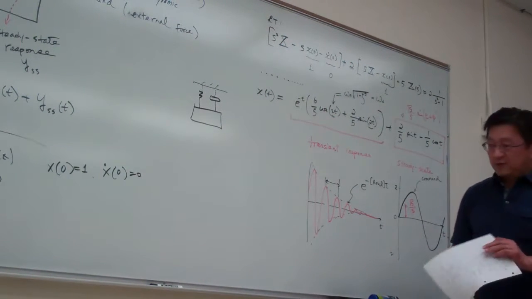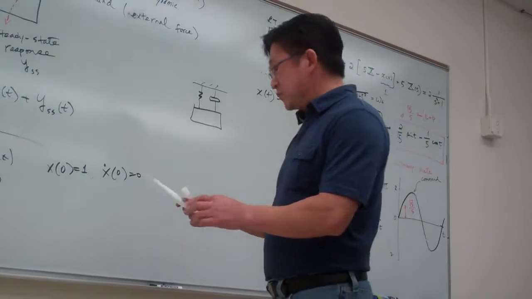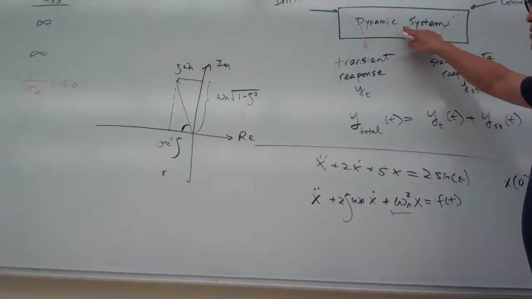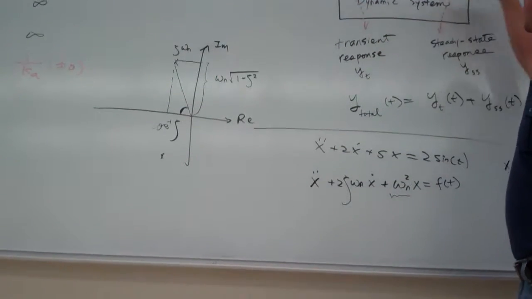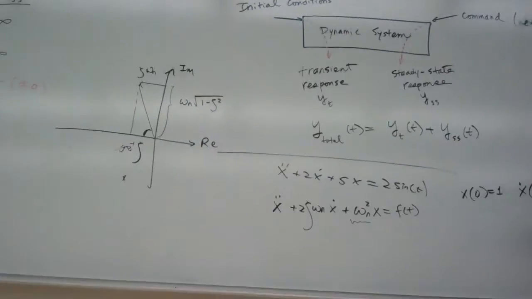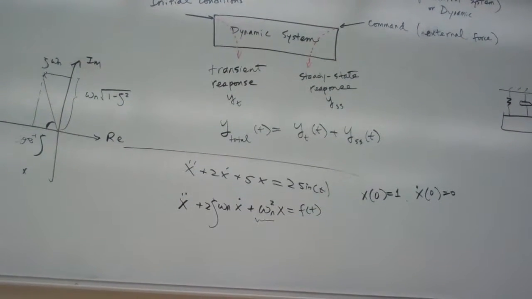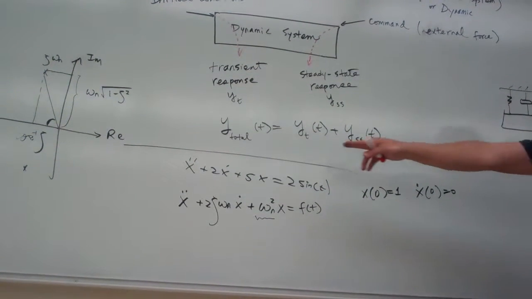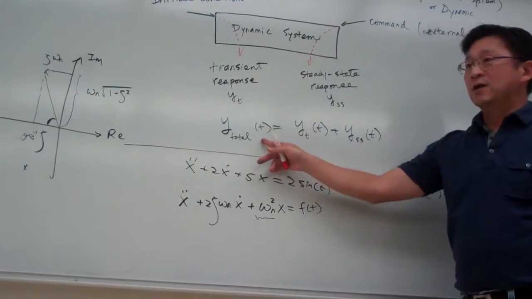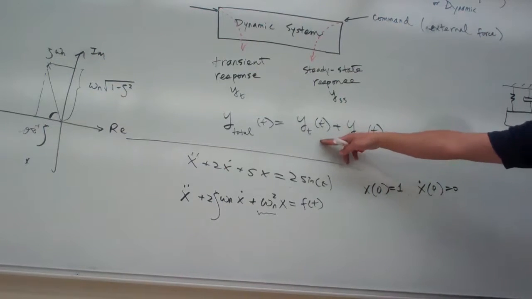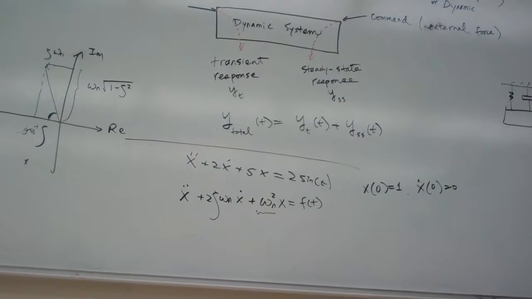Okay, so in general, this is the more general process. When you're given a dynamic system, you consider both initial conditions and the command. And from your vibrations point of view, you want to know the total response, the total solution of the system response. And here you have to consider the initial transient response and the steady state response.